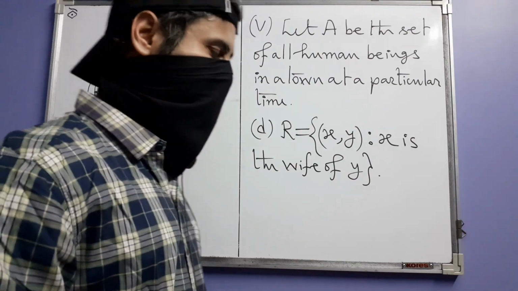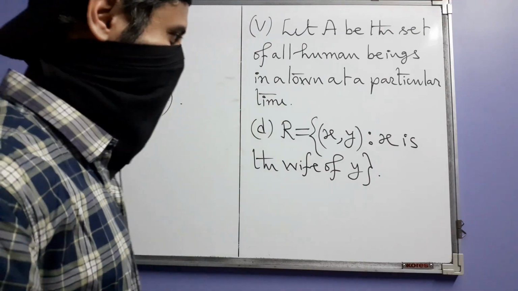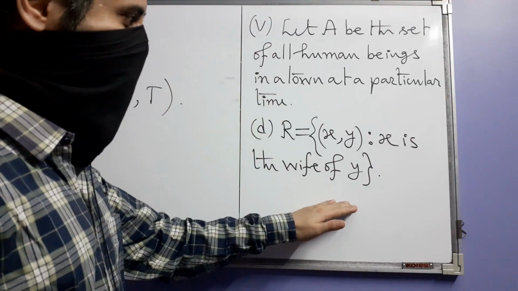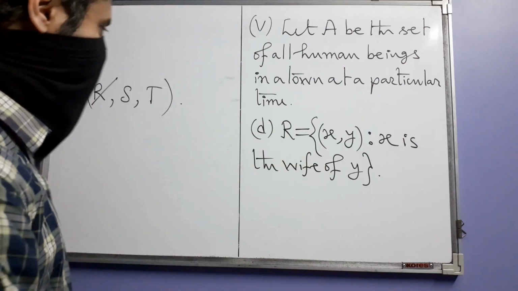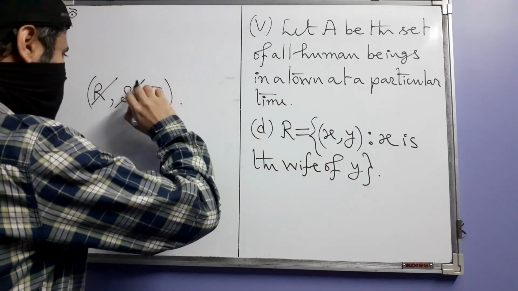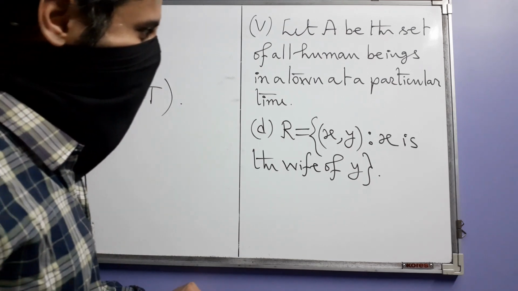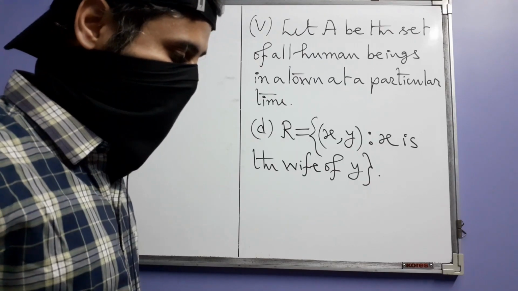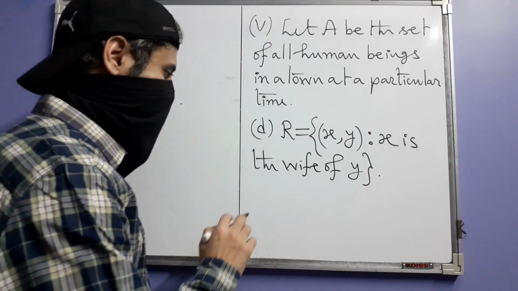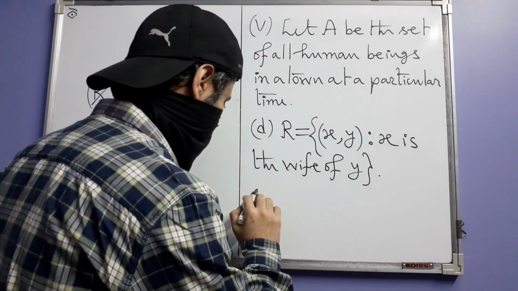Is it symmetric? No, it cannot be symmetric either. If X is the wife of Y, how can Y then be the wife of X? That is also not possible. So it's not symmetric. Who set these questions, man? But anyway, however, it is transitive. It is transitive vacuously. Let's see how.